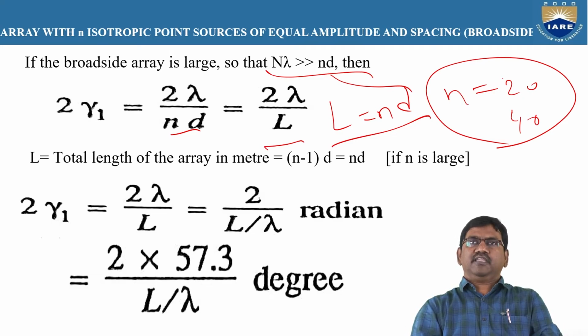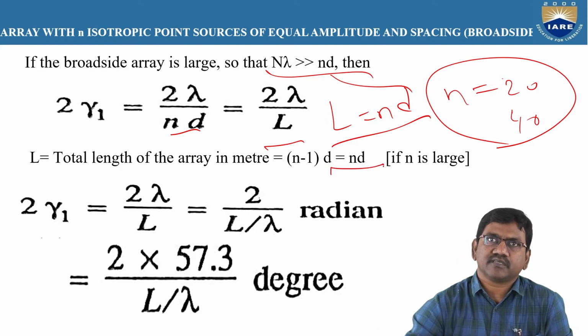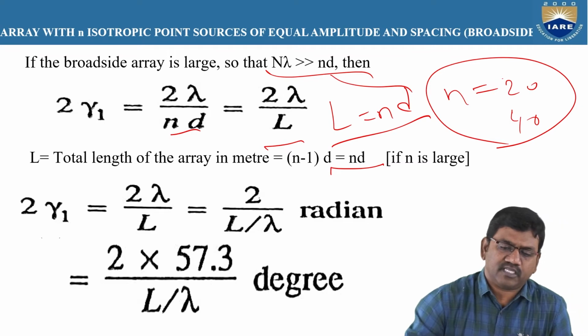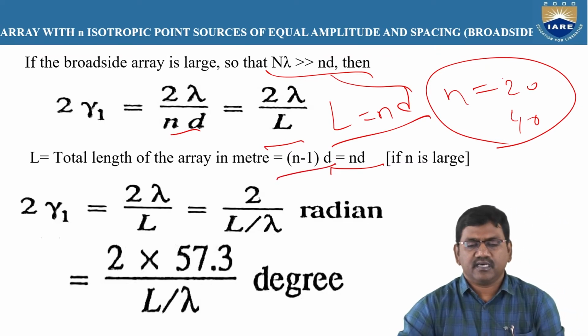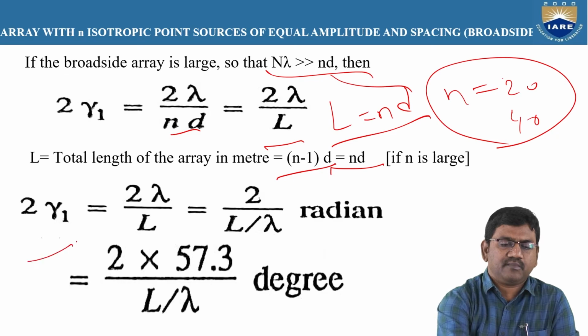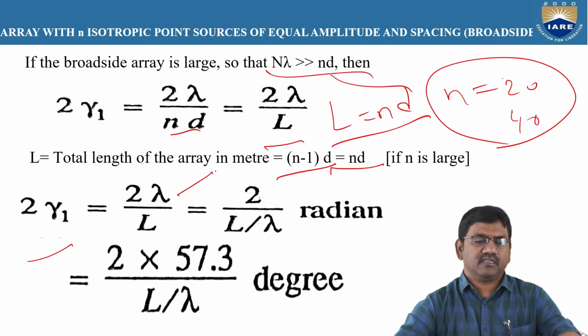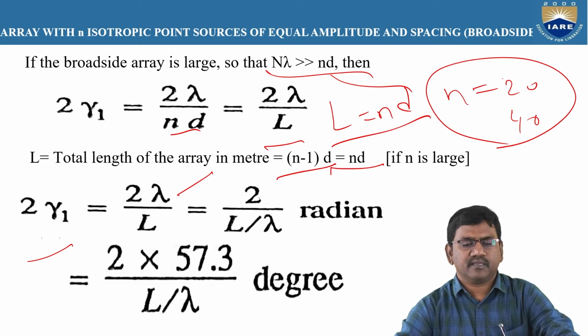The total length of any array is indicated as capital L, the total length of the array in meters, equal to n minus 1 into d. If n is large, we can write it as n d. The common expression for L is n minus 1 into d. If the number of sources is very large, then we can write it simply as n d. So under this condition, 2 gamma 1 is equal to 2 lambda by L.